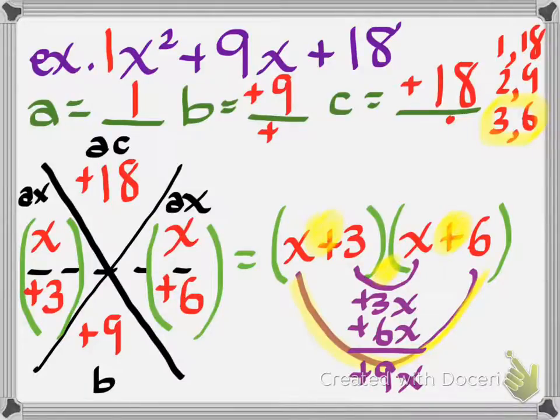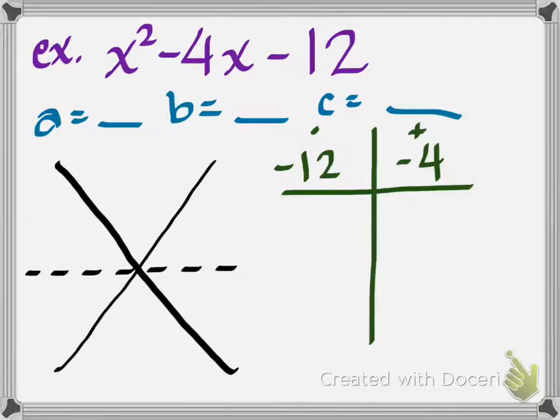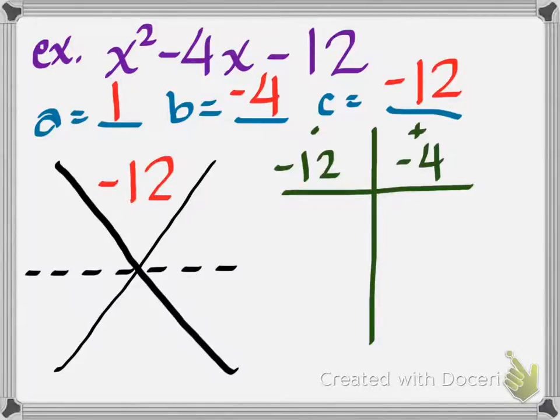Okay, let's try another one. All right, ABC again. This time B is negative 4. Be careful there. So that means C is a negative 12. So when I drop in my numbers in my snowflake, A times C is now a negative 12, B is a negative 4, and above my dotted line is still X and X.